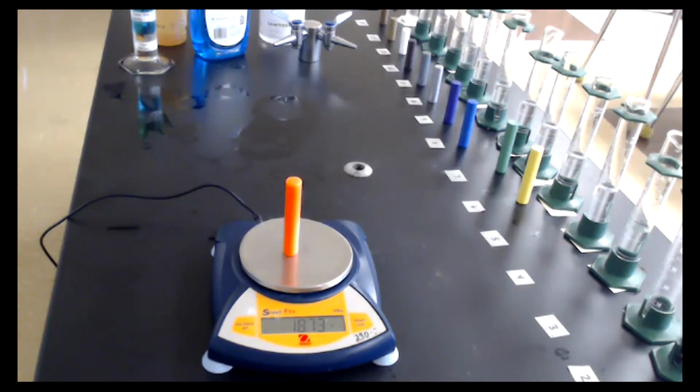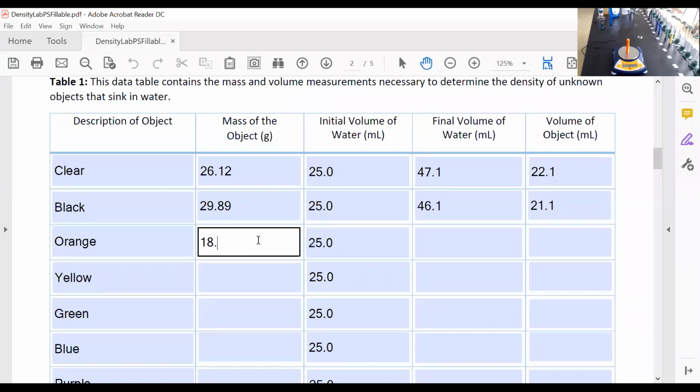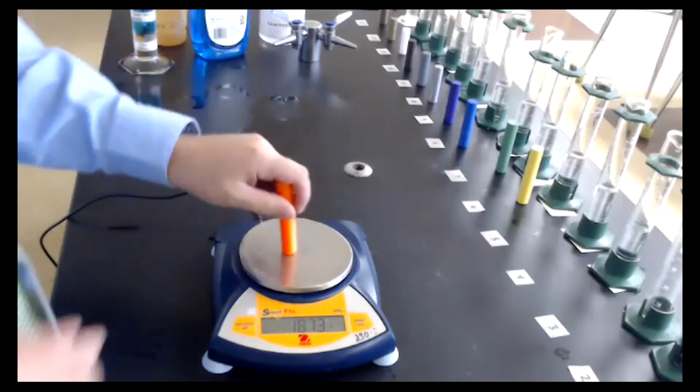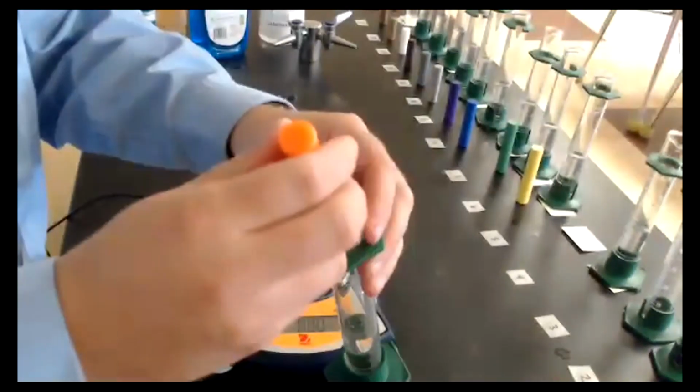I'm going to put our object on the balance. We see that it is 18.73 grams. So we're going to type that into our table here, 18.73 grams. And then once again, we're going to get the volume by water displacement because this object does not float. So we can once again use this to get its volume.